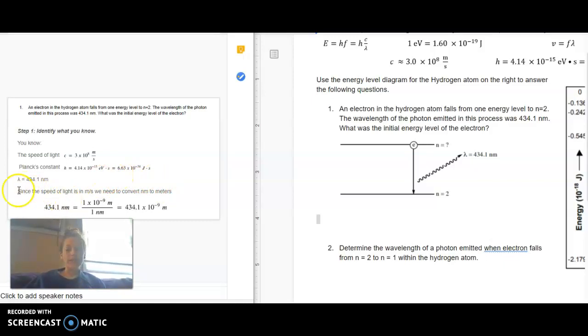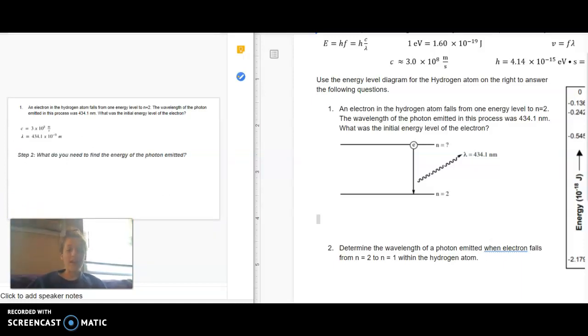And this problem tells us that the wavelength of the emitted photon is 434.1 nanometers. Now, since the speed of light is in meters per second, we want to change the nanometers to meters. So we simply convert, because we know that 1 nanometer is 1 times 10 to the negative 9th meters. And that will give you 434.1 times 10 to the negative 9th meters.